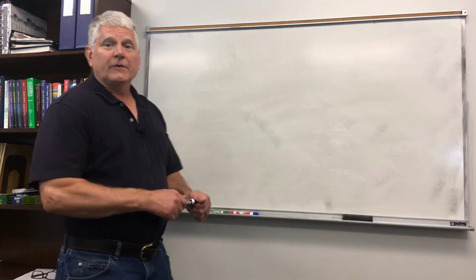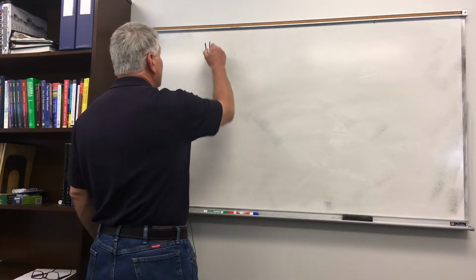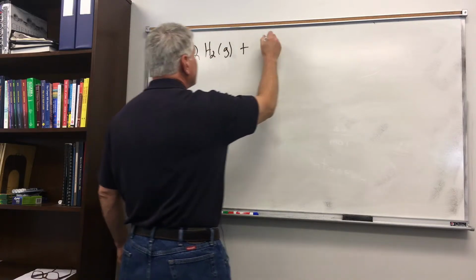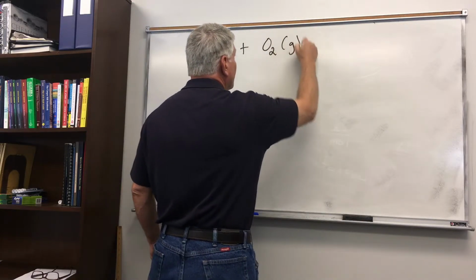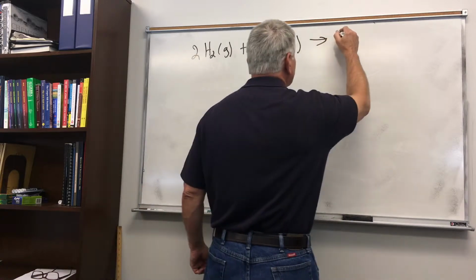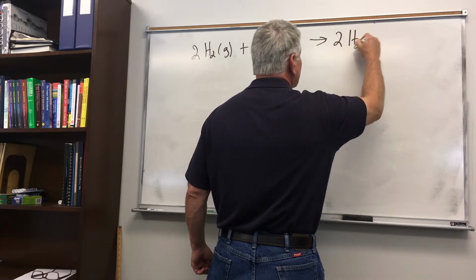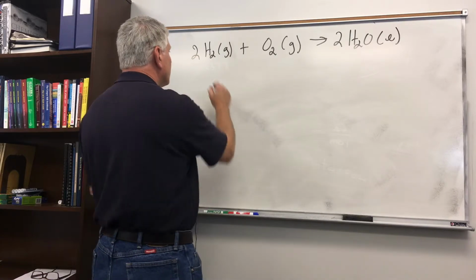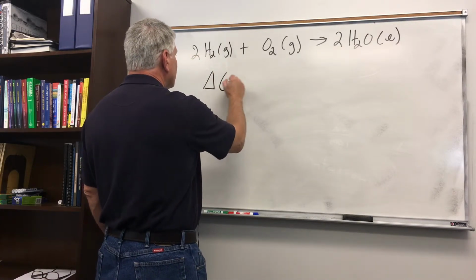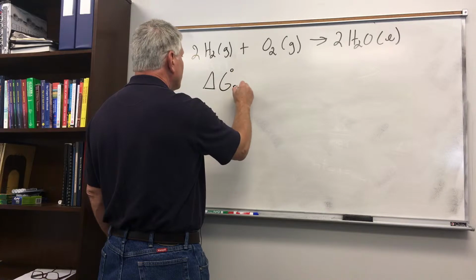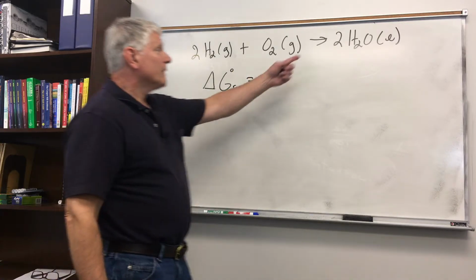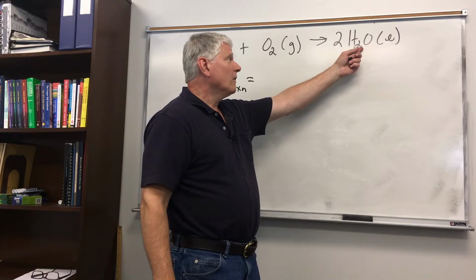Now let's look at another example. Say we have hydrogen gas plus oxygen gas producing water. And we look at the delta G for this reaction. And so it's the Gibbs free energy of formation of water.